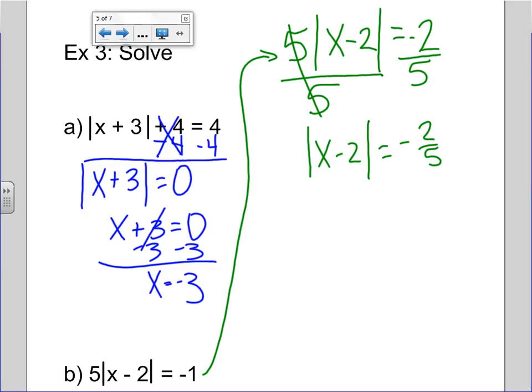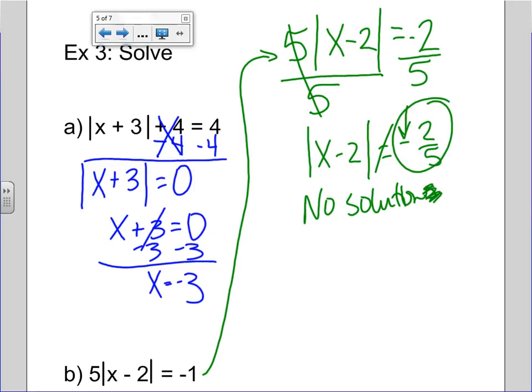Now, I'm guessing that you probably went ahead and split it into two problems. You can't do that because this cannot happen. The absolute value is never going to be a negative number. So on a problem like B, there would be no solution. If before you drop those absolute value bars, it's already a negative on the other side of that equal sign, can't do it. No solution. Absolute value is always a positive number.